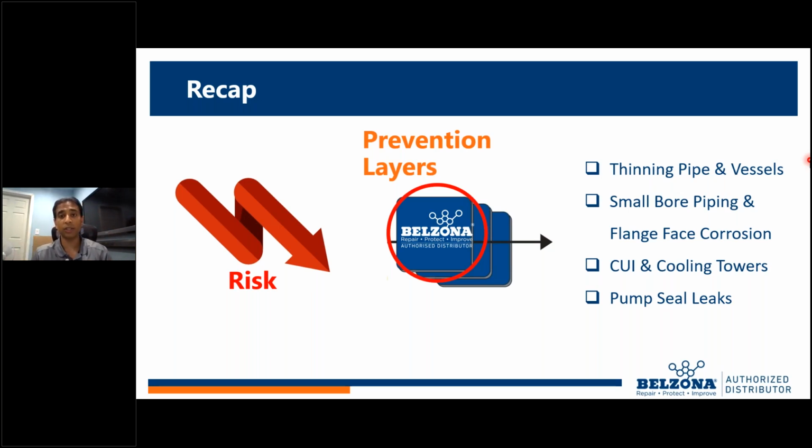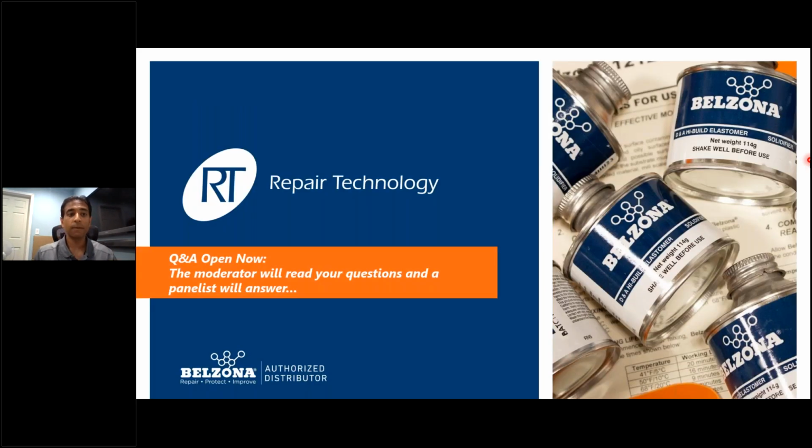CUI and cooling towers. We want to make sure that the hidden danger of CUI doesn't harm your operation. And we want to make sure that your cooling towers are well taken care of. Finally, your pumps. Make sure you're taking a look at your pumps. Make sure that if there's a potential problem with one of your pumps, there's some vibrations, you hit it early before the problem actually happens.